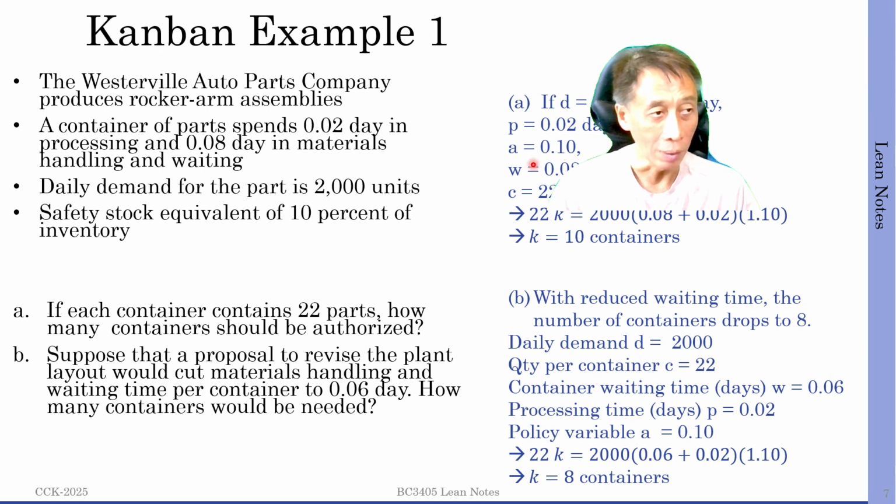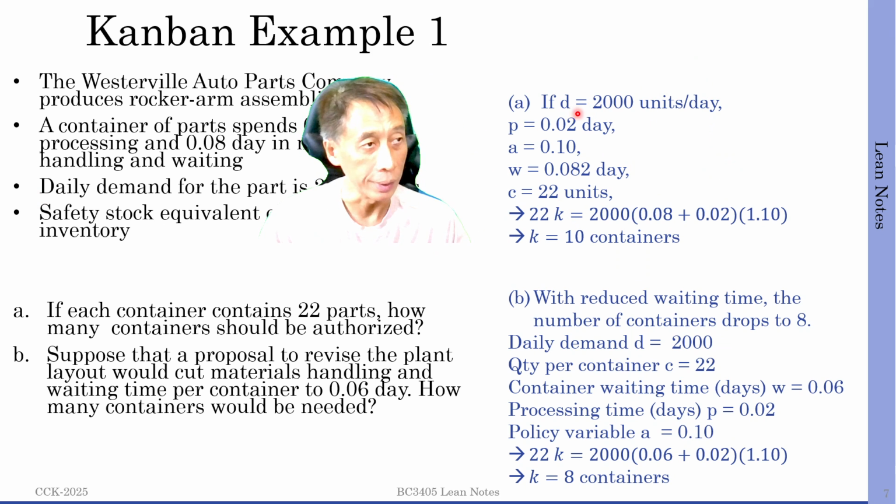So you just write down the given parameters, the numbers, into the necessary variables. So the flow rate, processing time, waiting time, the policy variable, the container size, and the container size times the number of Kanbans, how many containers, must equal the right hand side. So the flow rate times flow time times 1 plus A, the policy variable. That's it. So solve for K, you get it.